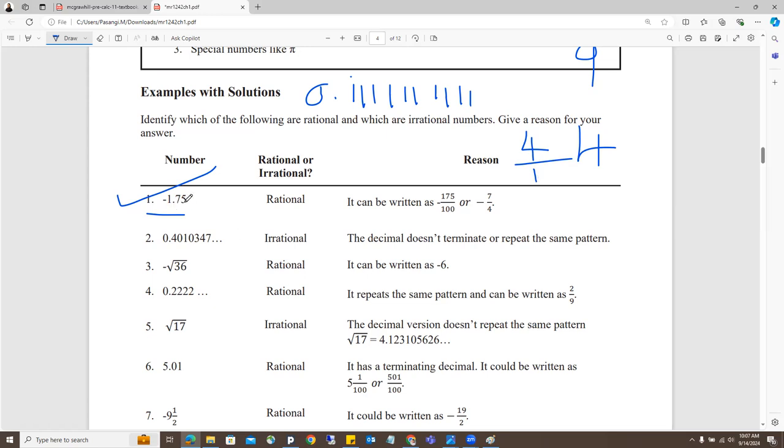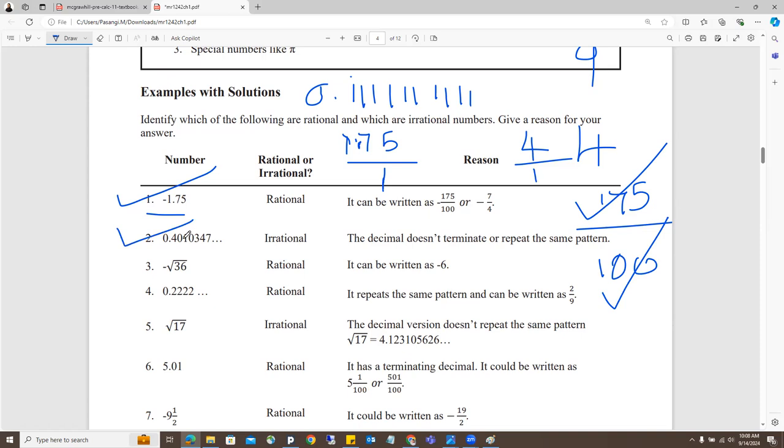Here we have decimals. 1.75 over 1 actually means 175 over 100. If it's a fraction, we don't consider it like 1.75 over 1. If we convert it into a fraction, it should be 175 over 100, so this is acceptable. This is a rational number. Is it clear? Okay, for the second one, there we have 0.4010347.